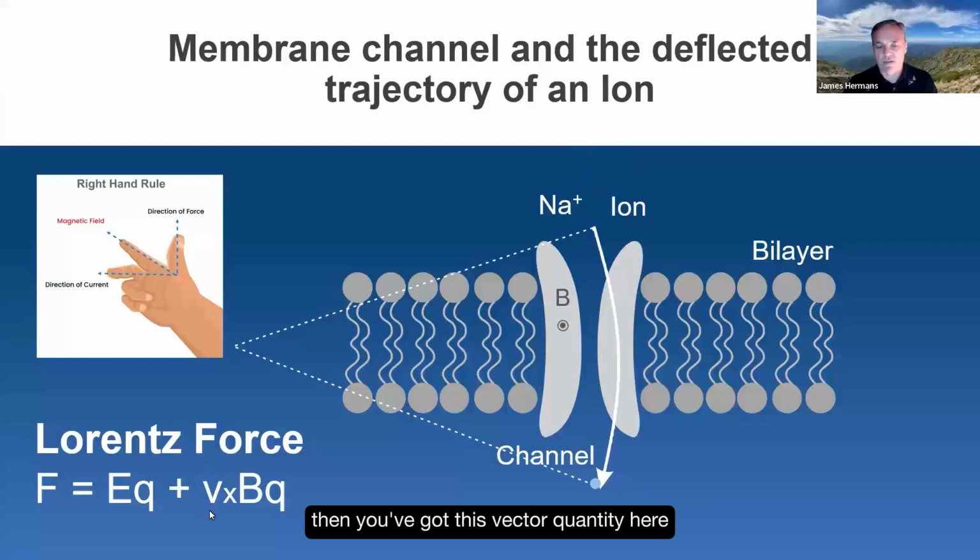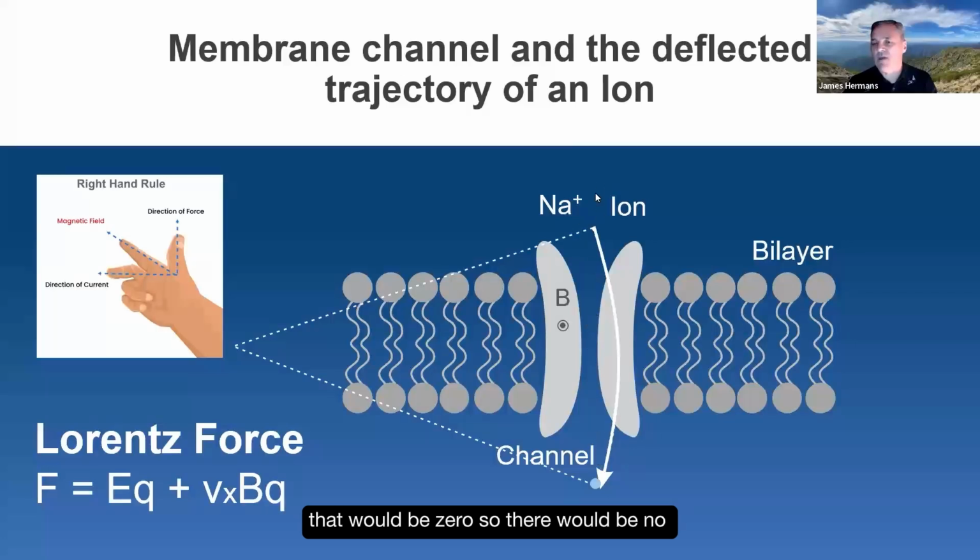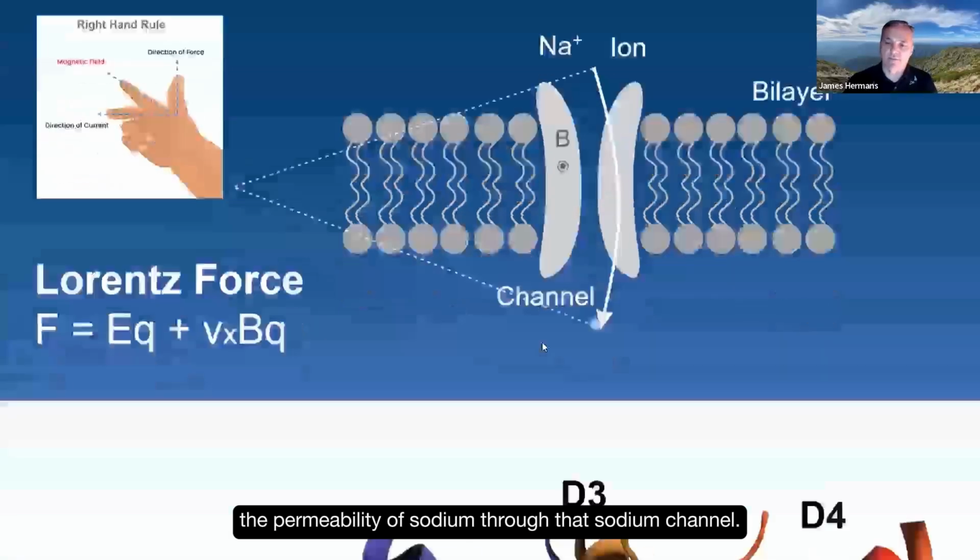If the magnetic field was in the direction through the cell membrane, then you've got this vector quantity here. This is a cross product. So the velocity cross the magnetic field, and if they're in the same direction, that would be 0. So there would be no force on the charged particle if it moved in the same direction. So it is quite complex, but from that paper, they're saying there is a mechanism whereby an external magnetic field would slow down the permeability of sodium through that sodium channel.